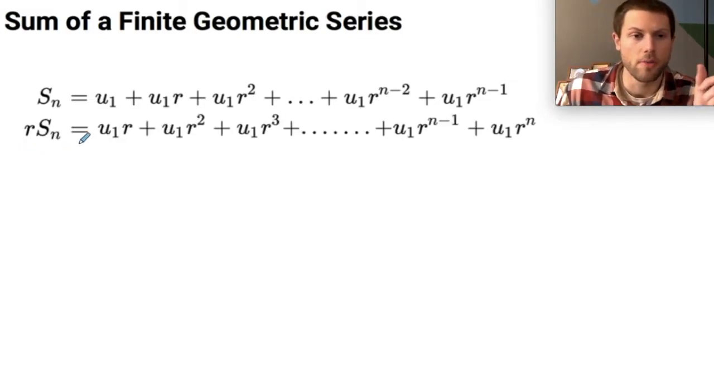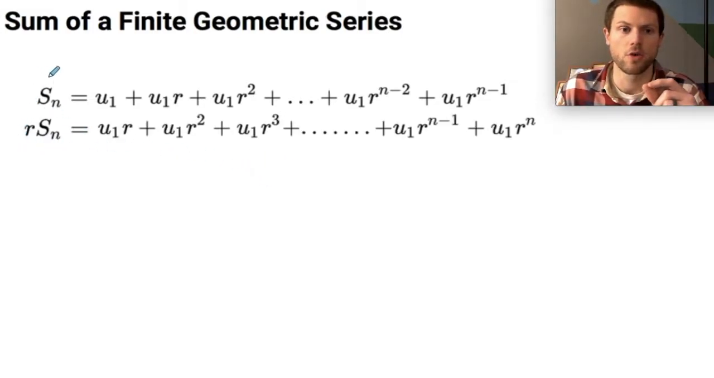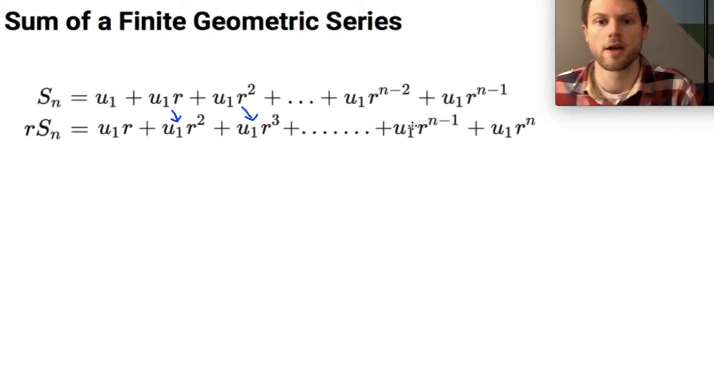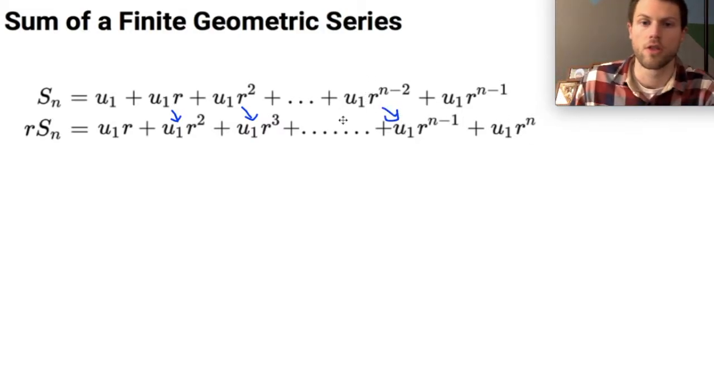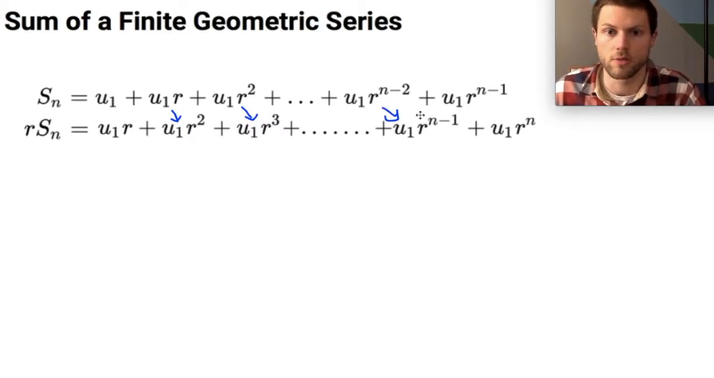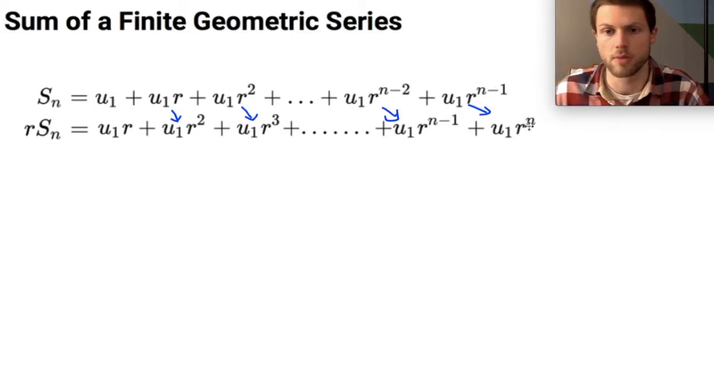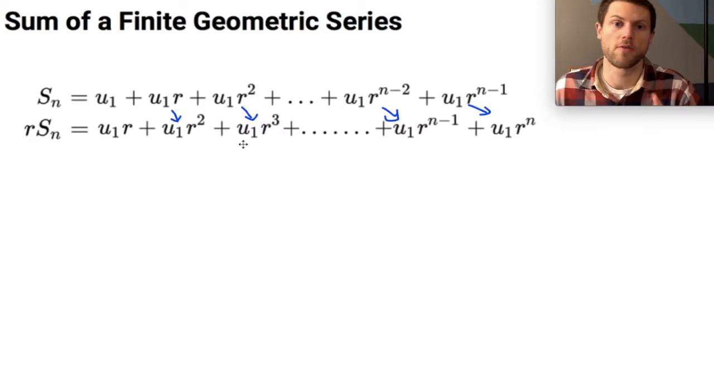What I can do now is take this whole equation and multiply it by r. I'm multiplying the left side by r, and I'm multiplying the right side by r, distributing that r to all of these terms. So u sub 1 times r becomes u sub 1 r, u sub 1 r times r becomes u sub 1 r squared, u sub 1 r squared times r becomes u sub 1 r cubed, and so on, until finally when I multiply this term by another r, it becomes u sub n. So hopefully you can see there's a little bit of matching up going on.